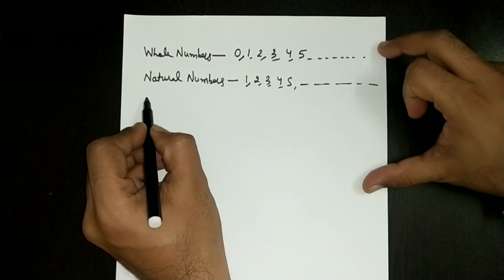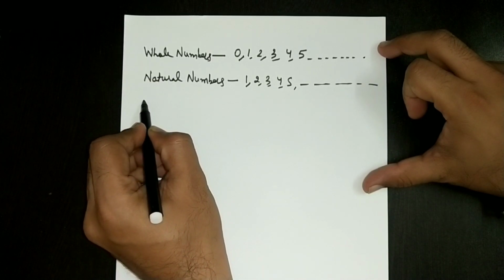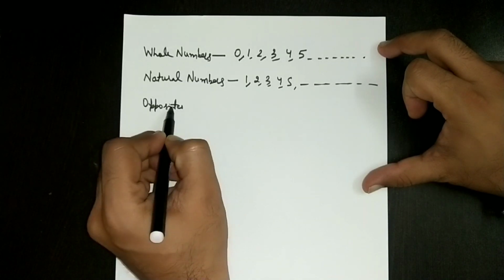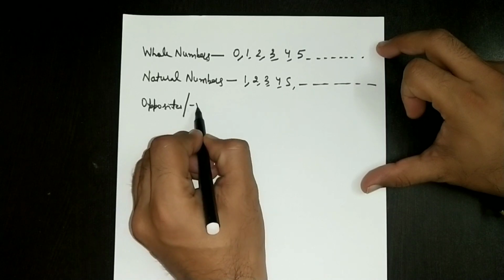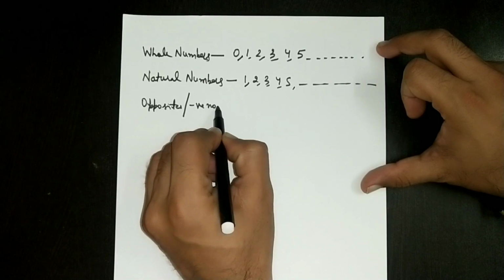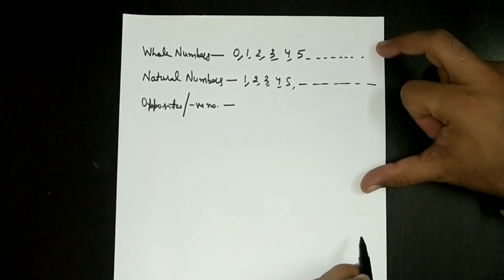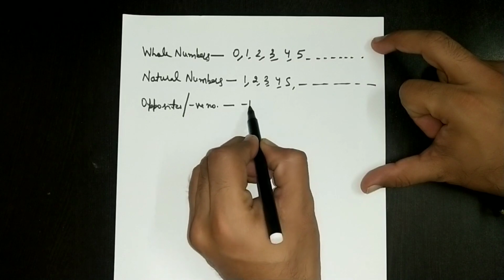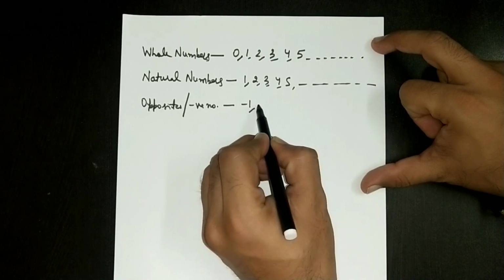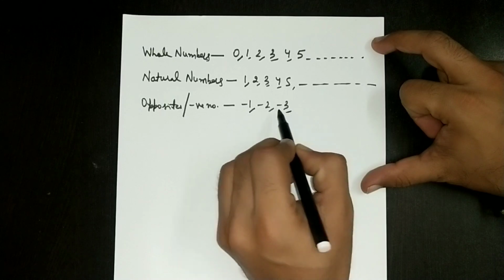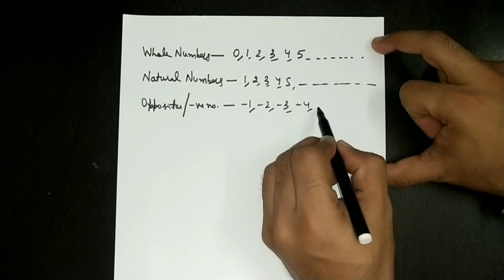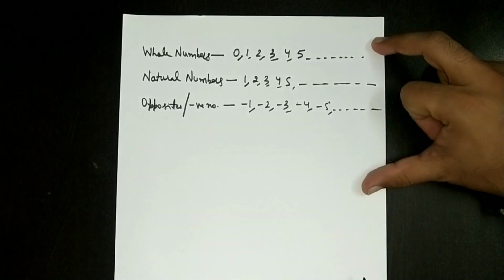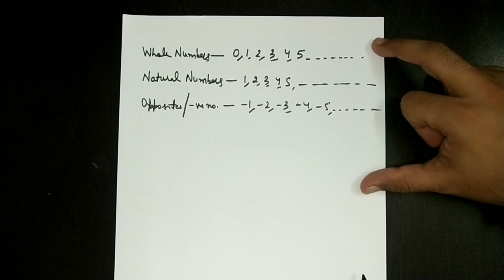Then what are the opposites, or you can say negative numbers. So the negative numbers are the numbers starting with -1, then -2, -3, -4, -5 and so on. These are your opposites.